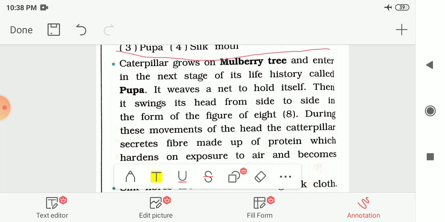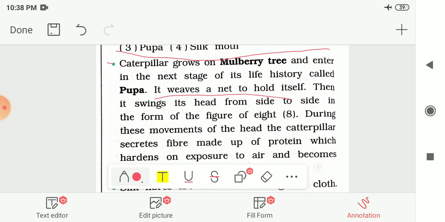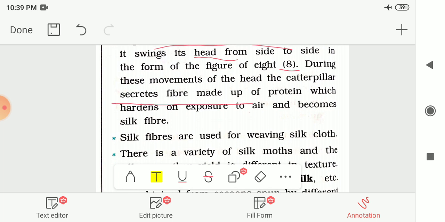Then we had seen that the caterpillar grows on the mulberry tree and enters the next stage of its life history called pupa, and it weaves a net to hold itself. Then it swings its head from side to side in the form of figure 8. Here it is shown to you in the figure. It swings its head, and during this movement of the head, the caterpillar secretes fibers made up of protein, which harden on exposure to air and become silk fiber.